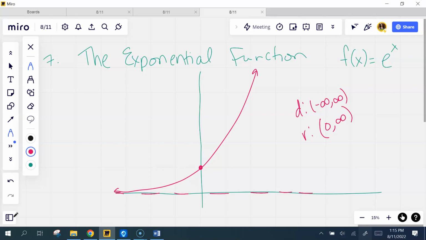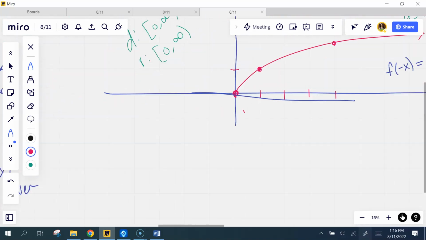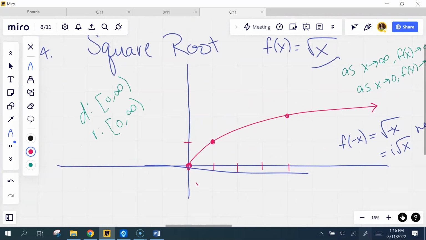Alright, somebody else help me explain it a different way. If it hits whatever that lowest point is, if it hits it, it's a bracket. If it doesn't, it's a parenthesis. Yes. This is like saying y is greater than 0 as opposed to y is greater than or equal to 0. Right there. That's a bracket.